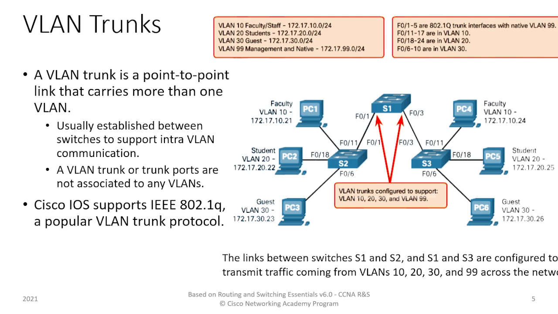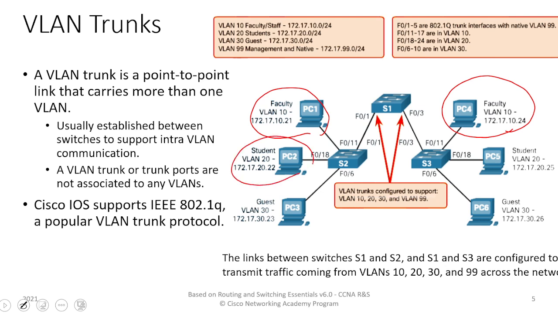So then, if you look at this diagram, we can observe a number of things. So we have a number of devices with specific VLAN assignments. So we have VLAN 10 for faculty, we have VLAN 20 for students, and we have VLAN 30 for guests.